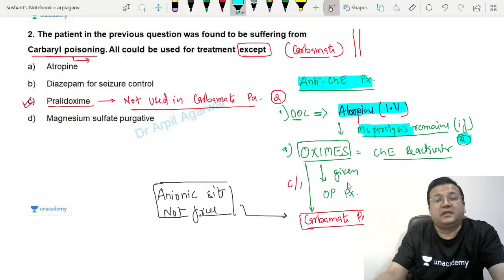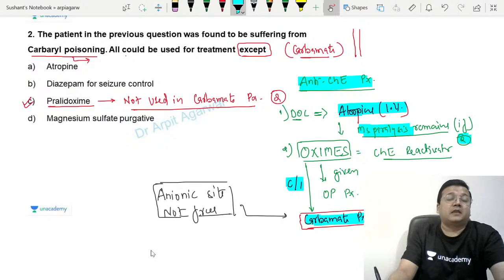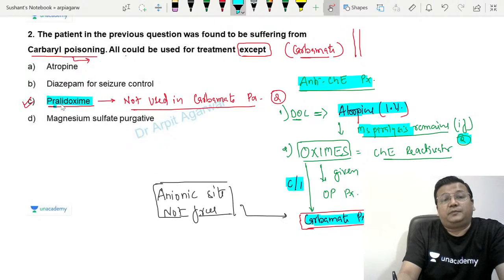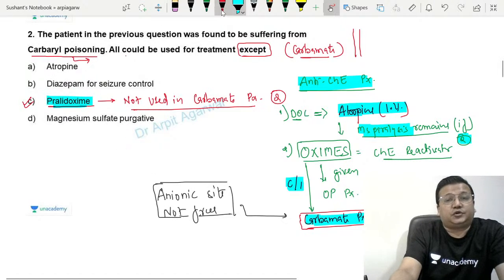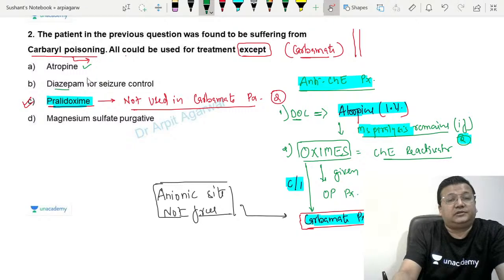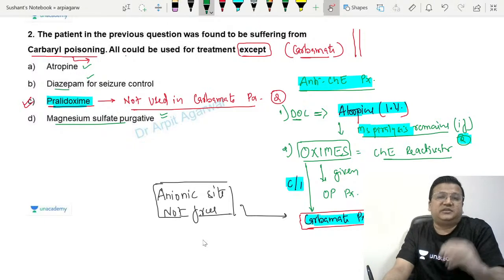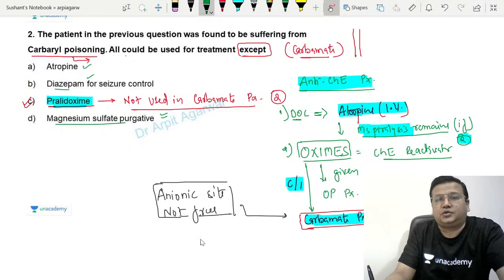The question is asked: in which poisoning are oxims contraindicated? They are contraindicated in carbamate poisoning. So that is the beauty of this particular question. Oxims will not be given. Others, atropine is the drug of choice. If the patient is having seizure, diazepam is the best drug all the time for seizure. And if the patient has some unabsorbed substance left, we can use magnesium sulfate as a purgative to get it out of his body.